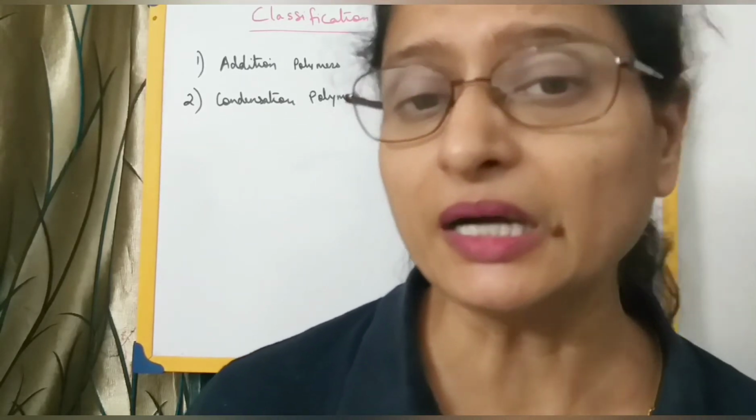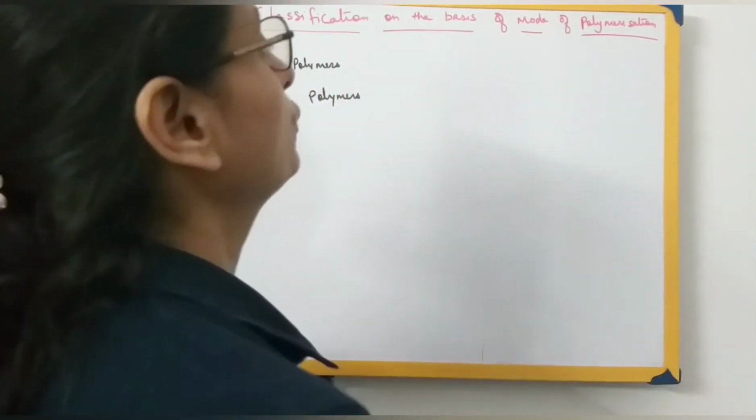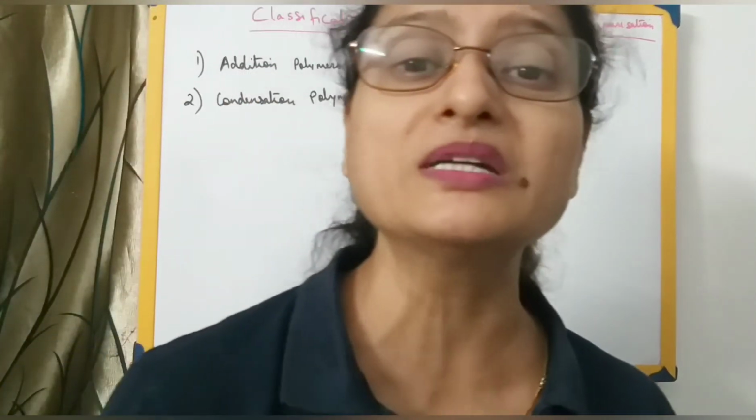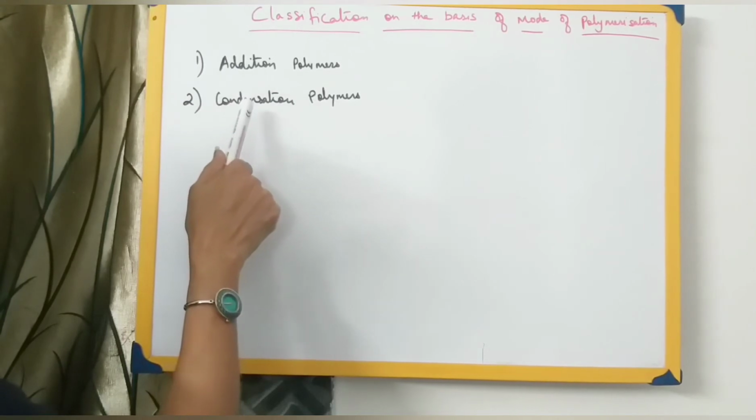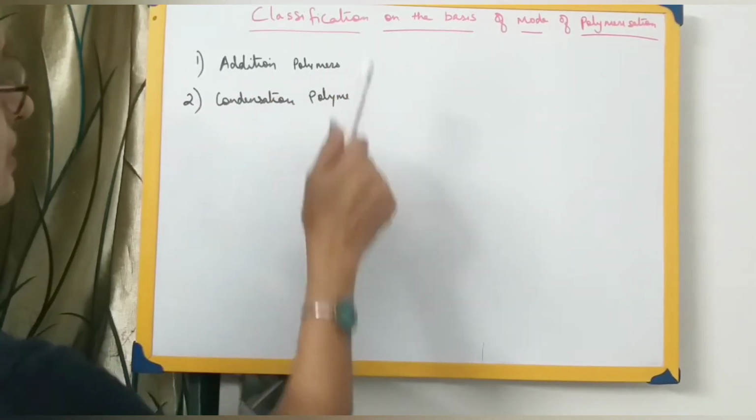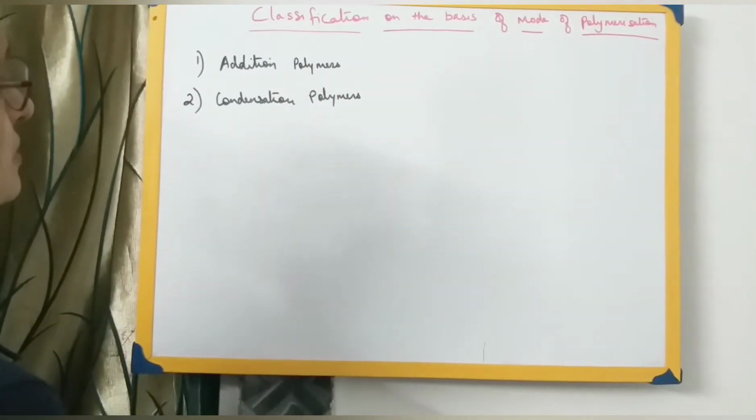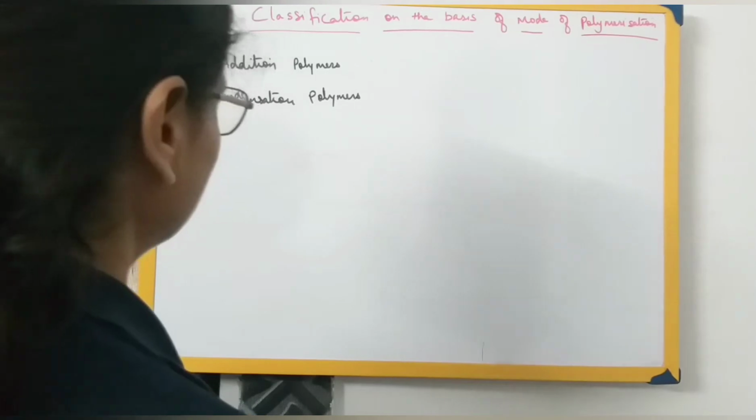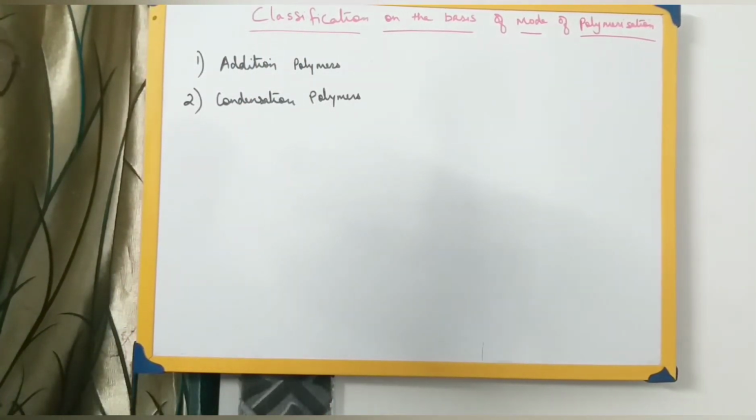Now we move on to the third type of classification, that is classification on the basis of mode of polymerization. That is, how the polymers are formed, the process by which the polymers are formed, that is the mode of polymerization. On this basis we have two main types of polymers: the addition polymers, obviously formed by addition polymerization reactions, and condensation polymers, obviously formed by the condensation process. Let me give you an example of each type, then we will discuss what exactly they are.